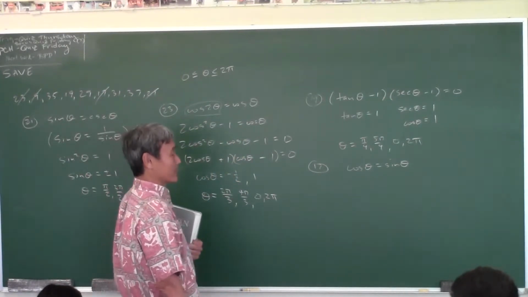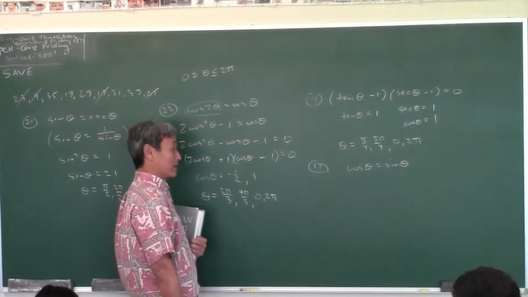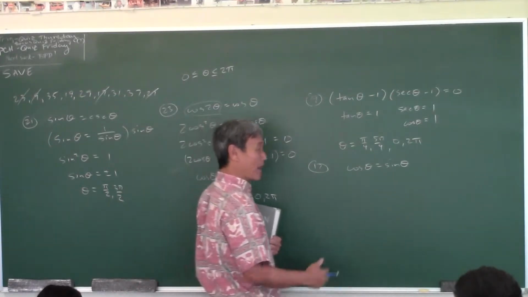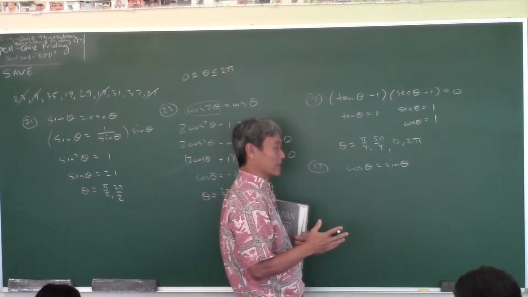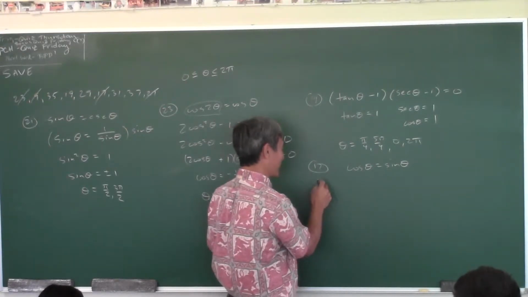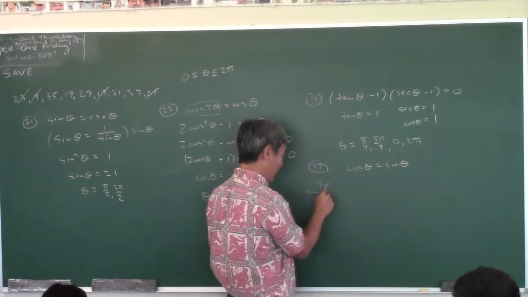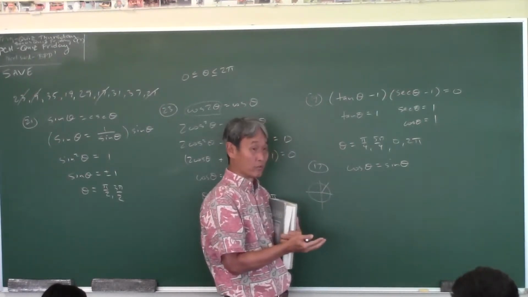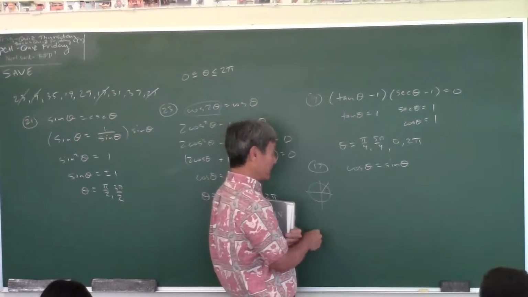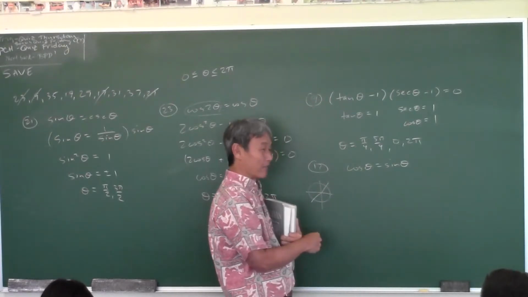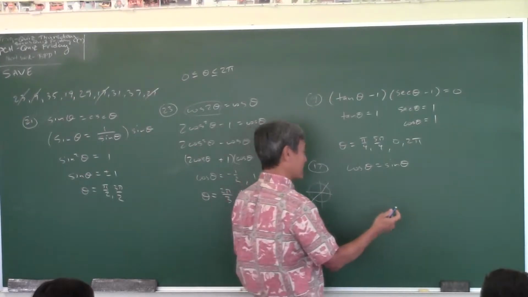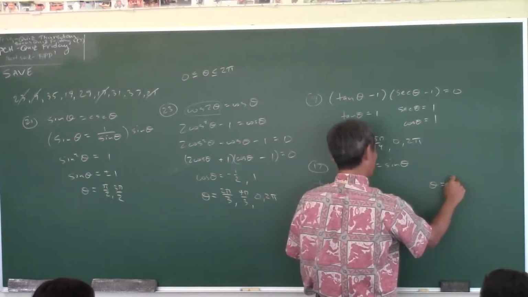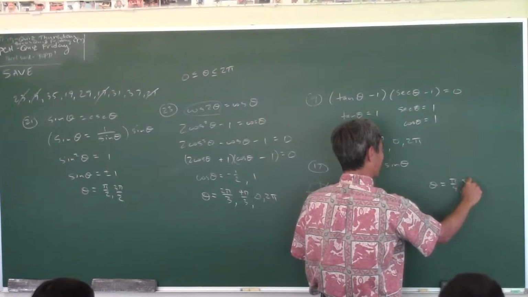Now, there's lots of ways to do this problem. The easiest way, I think, is just to think about it. Where on the unit circle is cosine equal to sine? Where do cosine and sine have the same value? Pi over 4, because they're both root 2 over 2, right? And 5 pi over 4, because they're both negative root 2 over 2, right? So that, to me, is the easiest way to do it. So you just think about it. Pi over 4, 5 pi over 4.